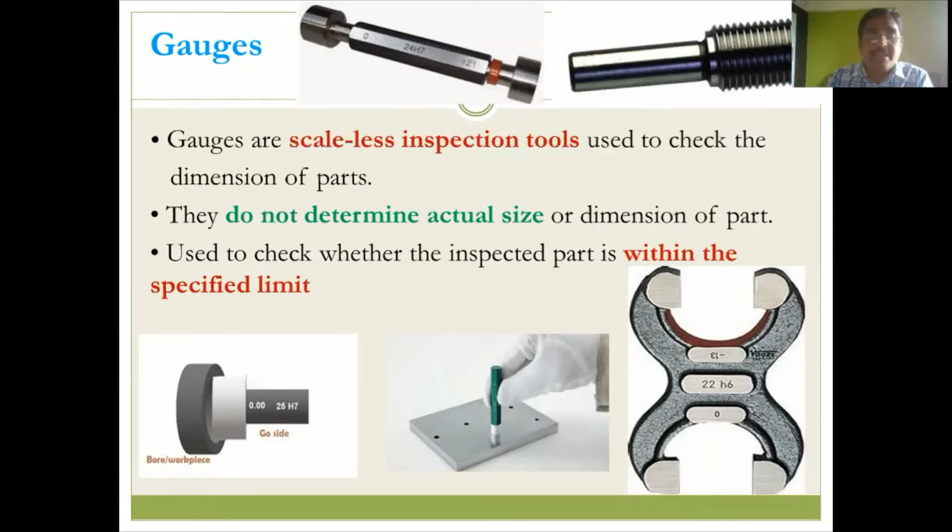It means in the gauges we are not getting the actual value of that component, but we can say that yes, this part is lying within a limit, and that's why we are giving the answer in acceptance or a rejection. That is the meaning of the gauges.